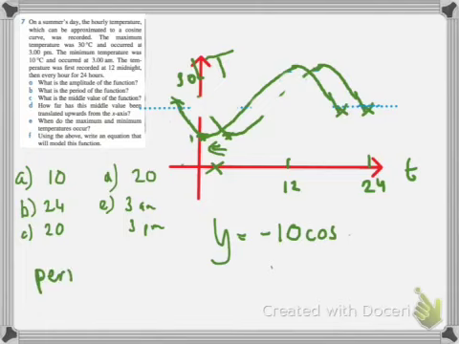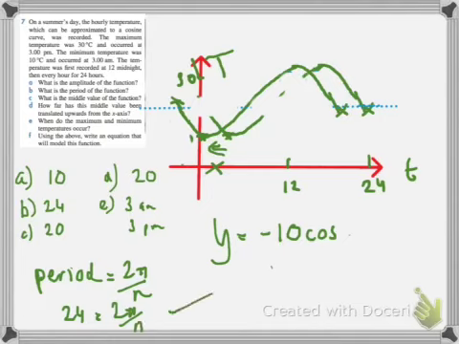Period equals 2 pi over n. The period of this graph, one full wave, was 24. So 24 equals 2 pi over n. Continuing over here, swap places: n equals 2 pi over 24. So n equals pi on 12. So next to the cosine here, my n is pi on 12.